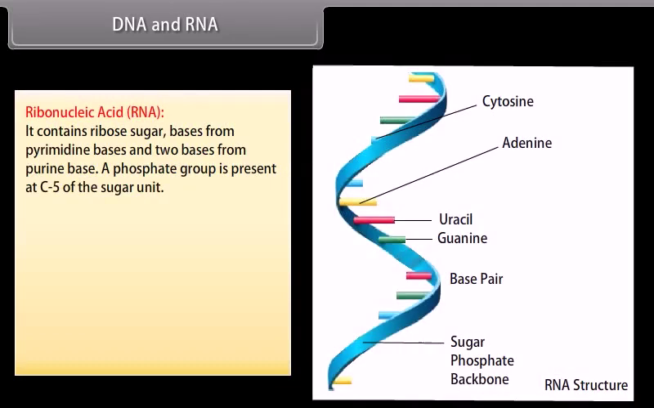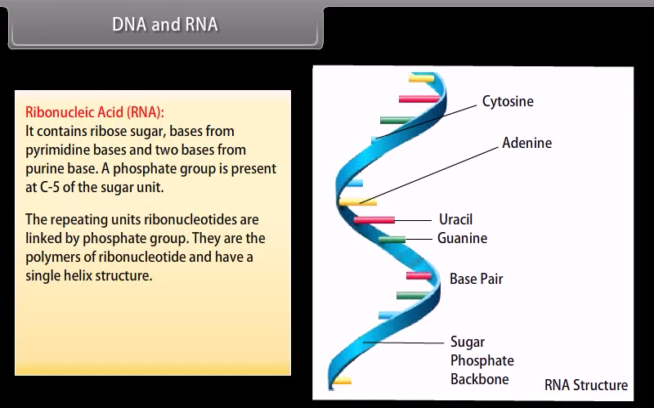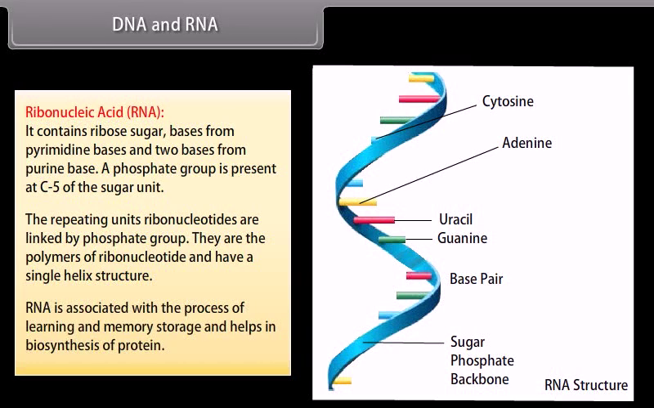Ribonucleic acid. It contains ribose sugar, two bases from pyrimidine bases, and two bases from purine base. A phosphate group is present at C5 of the sugar unit. The repeating units, ribonucleotides, are linked by phosphate group. They are the polymers of ribonucleotide and have a single helix structure. RNA is associated with the process of learning and memory storage and helps in biosynthesis of protein.